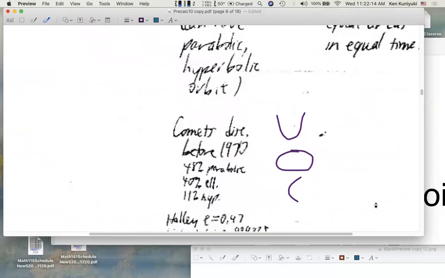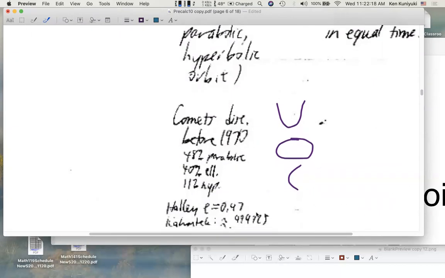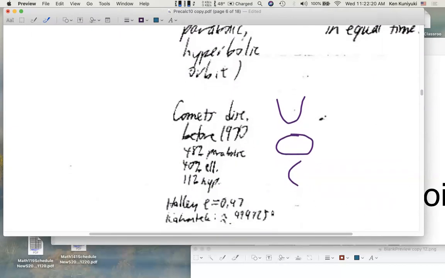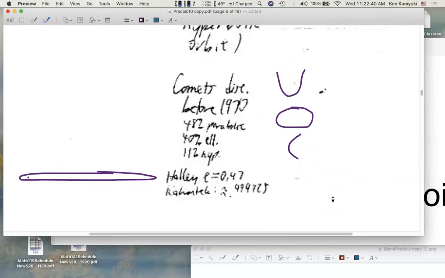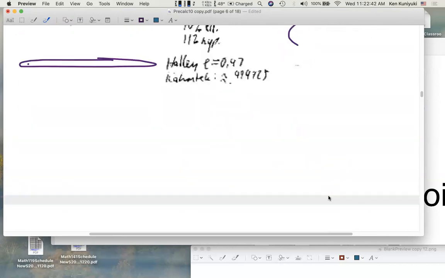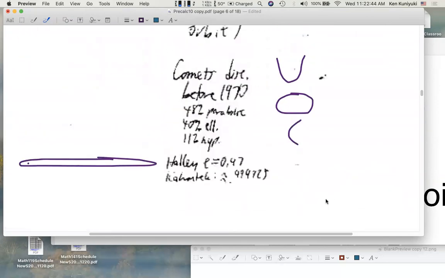Halley's Comet has an eccentricity of 0.97, very eccentric. Even more eccentric, Kohoutek, about 0.999925 or something like that. So comets can have very, very eccentric orbits, very elongated, with the sun at one focus. So it's really quite an event when the comet comes around the sun, the focus here. Usually it's far away. All right, we'll talk about hyperbolas more later on.